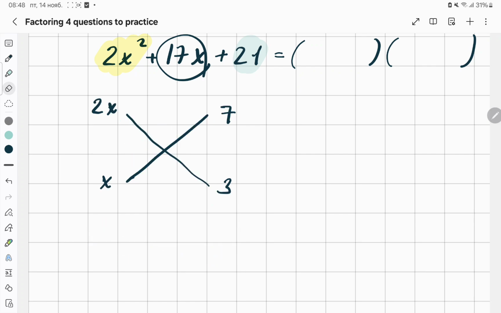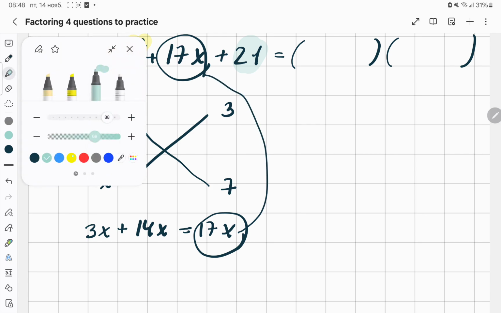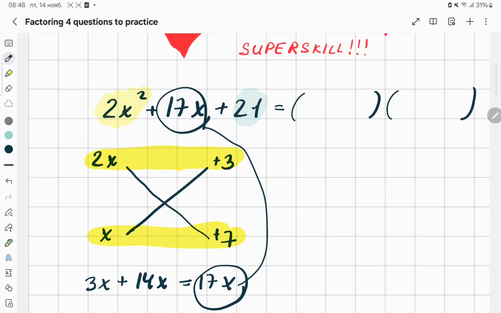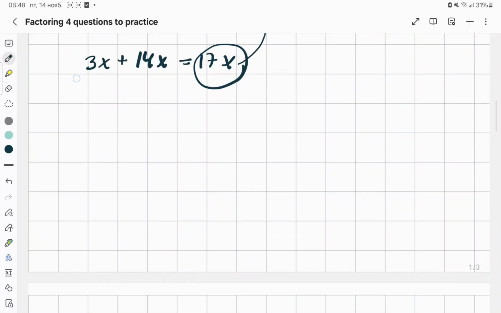So now we will use 3 and 7. Now let's try one more time. So 3x plus 14x. Now you see it is 17x. Yeah, it matches. It means that we have to put in our brackets the expression x plus 3, because 3 was plus, and x plus 7. So 2x plus 3 and x plus 7. Okay?